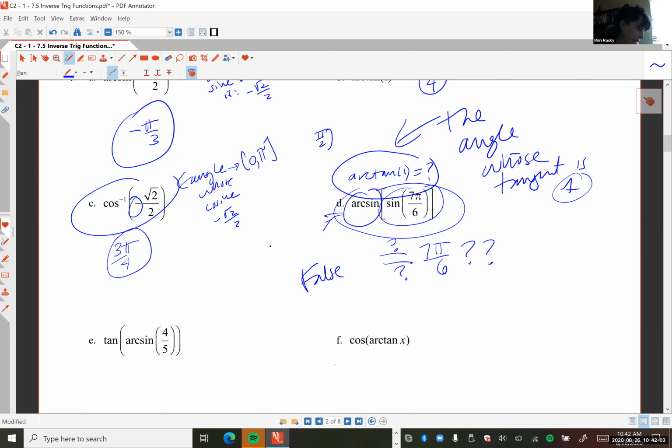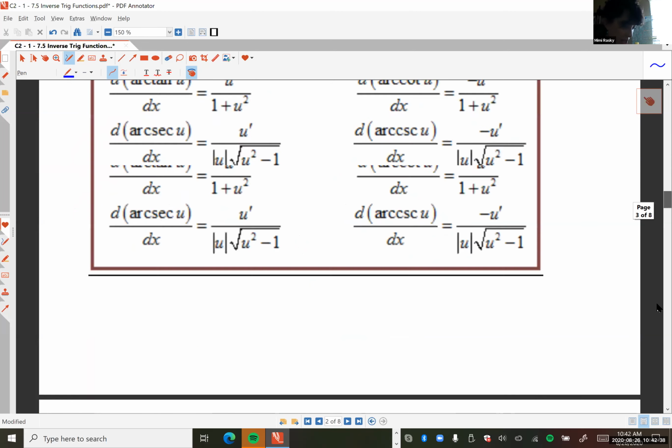Why? Because for arc sine, the range has to be between negative pi halves and positive pi halves. And 7 pi over 6 is not a number that lies between negative pi halves and positive pi halves. So this is not going to be 7 pi over 6. Well, then what's the answer? If you go back to your circle, try to pick an angle that lives between negative pi halves and positive pi halves that has the same sine value that 7 pi over 6 does.